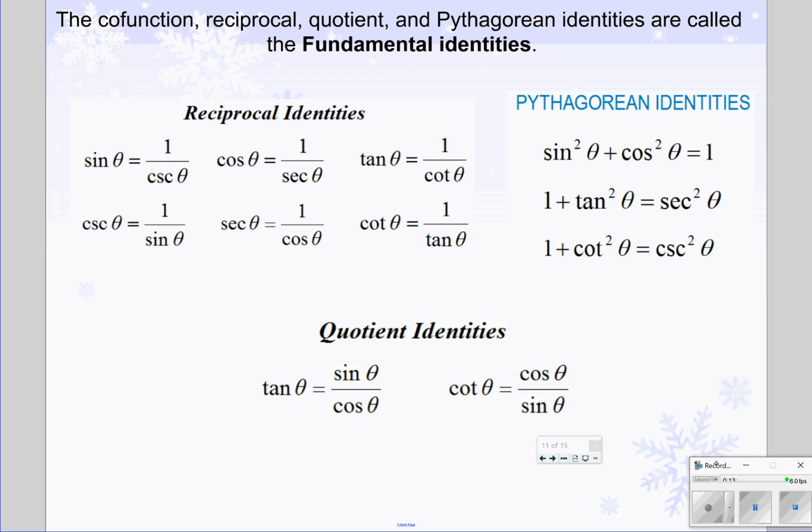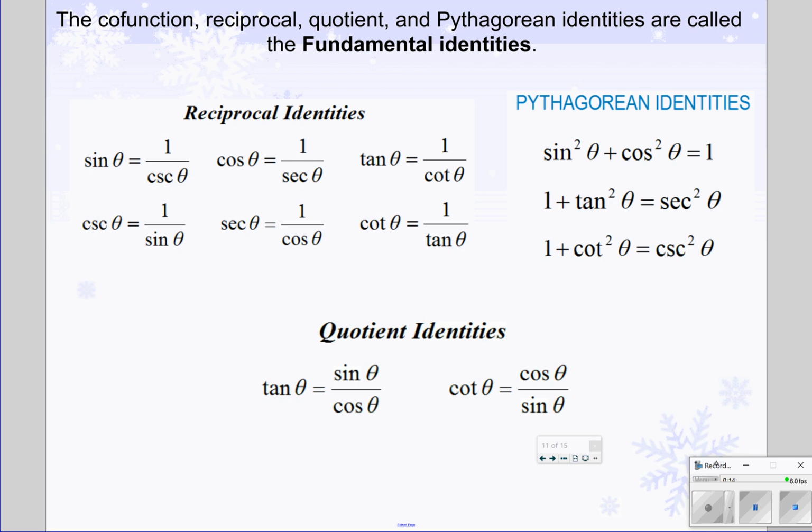The first group of 6 on the top left there, the reciprocal identities, we kind of talked about those already when we were doing our right triangle calculations earlier last week, when we said cosecant is just the reciprocal of sine, and secant is just the reciprocal of cosine. So those identities are just a fancy way of saying if you want one function, you can take another one and flip it, which is what we were already kind of doing. The quotient identities at the bottom are for tangent and cotangent. Tangent is sine over cosine, and cotangent is cosine over sine.